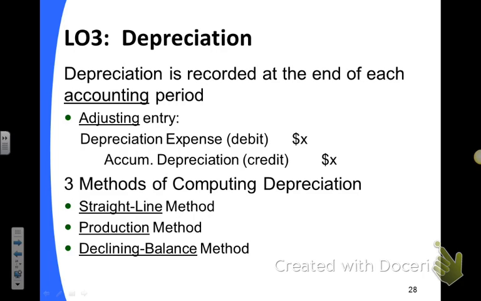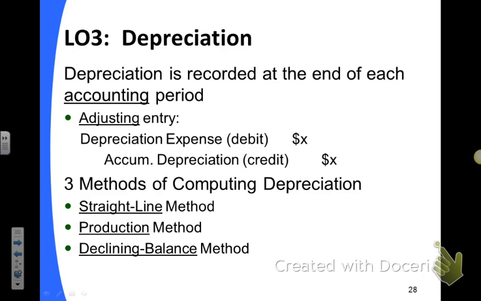When we depreciate an asset, every time we do record depreciation, the journal entry will be the exact same journal entry. The method of computing the depreciation is what will change. So whenever you record the adjusting entry for depreciation, you're always going to debit depreciation expense and credit the accumulated depreciation for that particular asset.